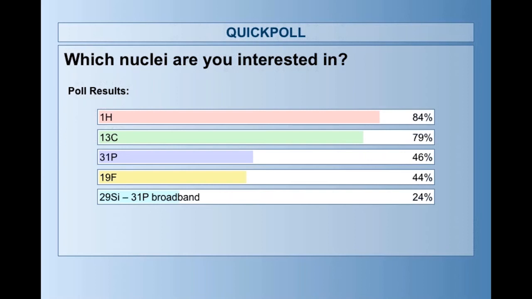Is this kind of what you expected to see? Yeah, I think that's pretty much exactly what I expected to see. The majority of people will be using proton, carbon, phosphorus, the more common organic nuclei, but it is really interesting to see such a large percentage are so interested in those extra nuclei in the broadband range, where you might be able to do some interesting inorganic chemistry.